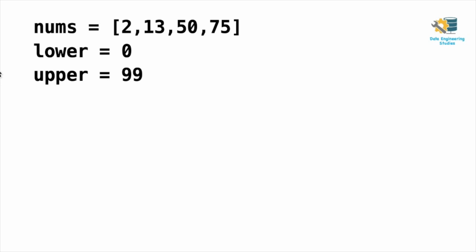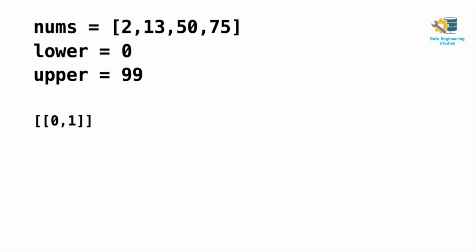Let's take an example of this nums list which has the values 2, 13, 50 and 75, and our lower equals 0 and upper equals 99. As a first step, let's initialize the output list. I am going to name it result. Now we will check the first number in our list. Our first number is 2. If 2 is greater than lower, we will insert lower and first minus 1. Our lower is 0 and our first number minus 1 is 2 minus 1, which is 1.